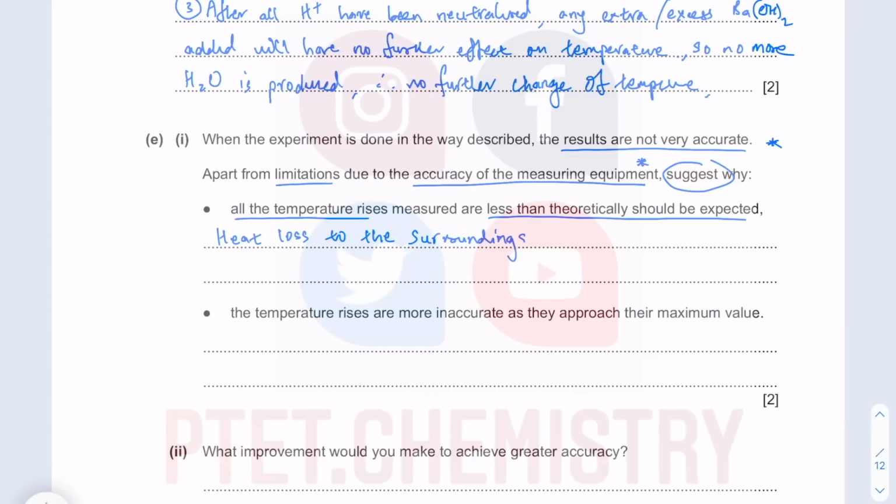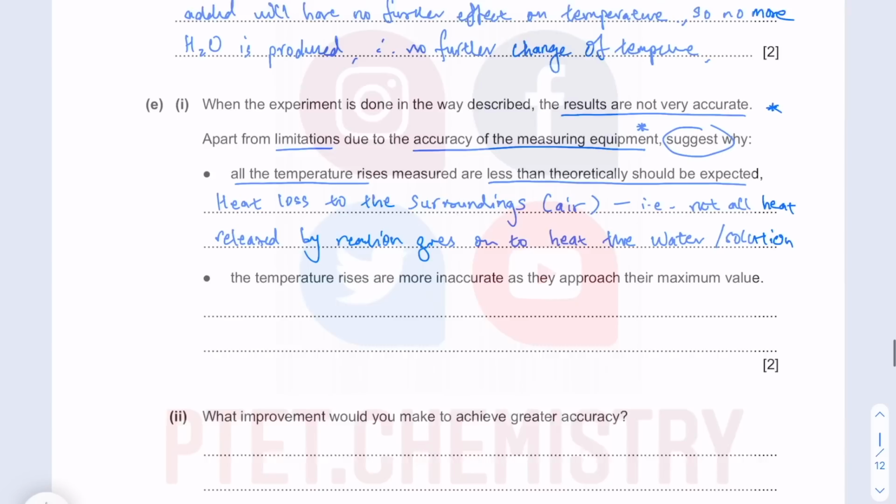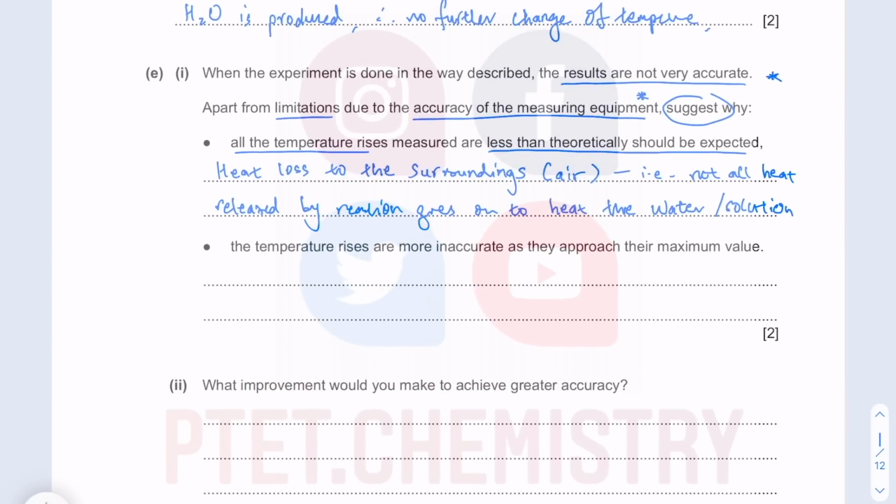So your surroundings consist of air as well, like gases in the air. They can get warmer as a result of the energy being transferred to them. So, as I mentioned just now, not all the heat released by the reaction goes on to heat the water or the solution. Your acid consists of water, they are dissolved in water, right? The same goes for the base, which is dissolved in water as well. And of course, once your barium hydroxide is dissolved in the water, it's soluble.